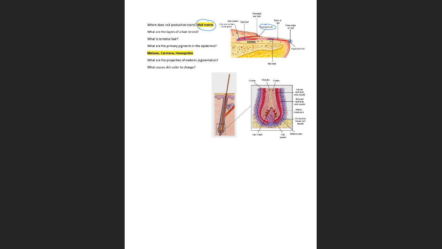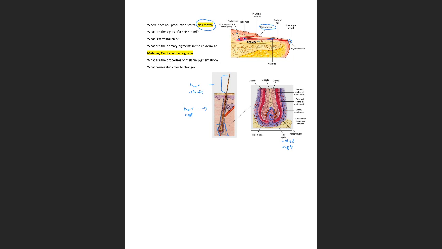Next, we're going to talk about the layers of the hair strand, okay, which is here at the bottom. We have the hair root, which is the bottom part, so the part that's inside of the skin, and then whatever is outside is known as the hair shaft. Okay, we're zooming in on this part right here. The hair papilla is the blood supply, and it's supplying the hair matrix, which is right here. Similar to the nail matrix, the hair matrix is where the hair actually grows and divides.